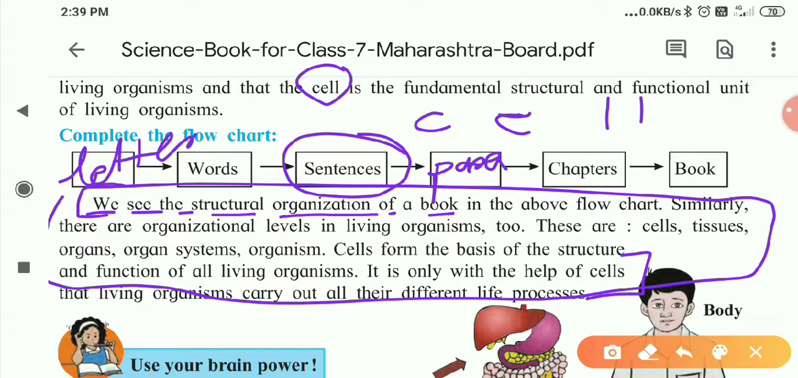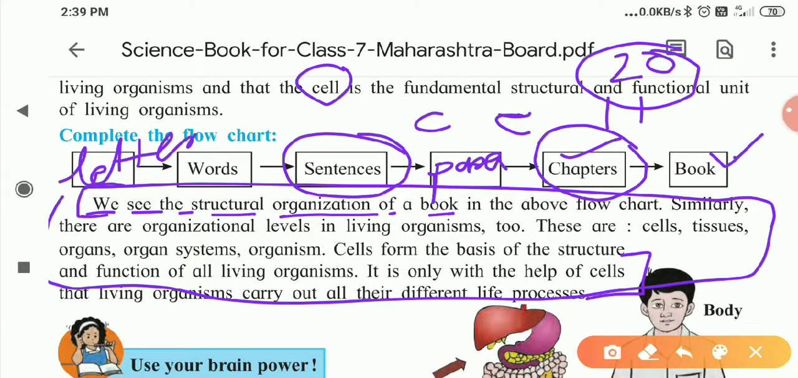Okay, so many paragraphs come together and form a chapter. And so many chapters, if you see your textbook, inside this textbook 20 lessons are there. These 20 chapters come together, and we are binding them to make the book that you are referring to for your class.